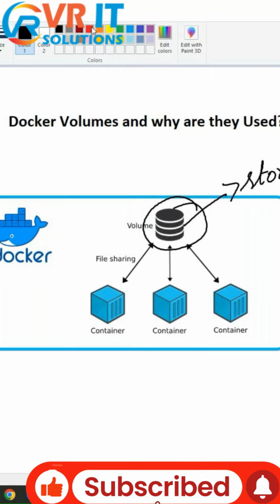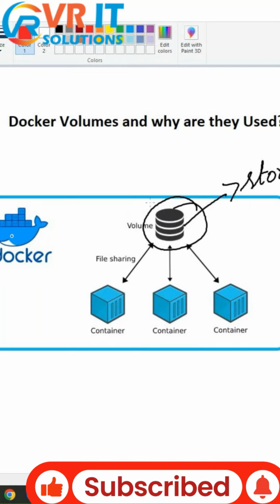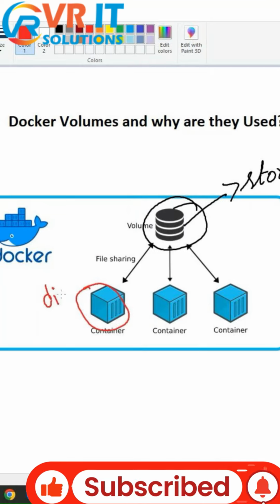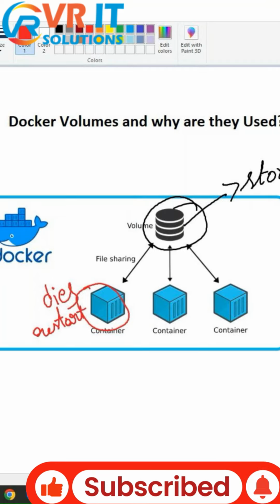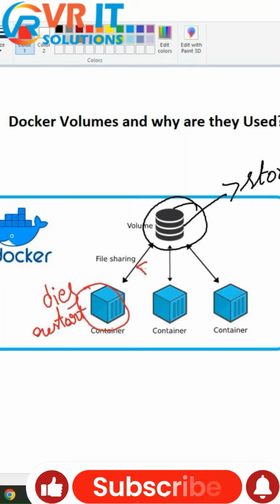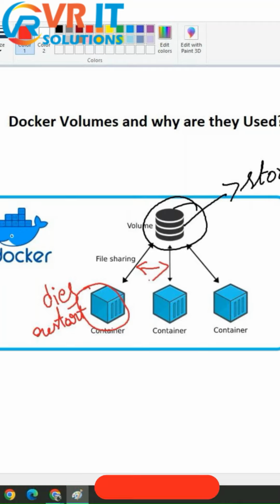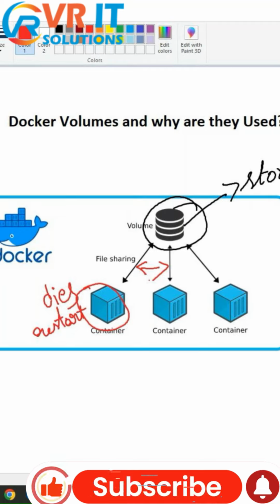These volumes will keep the important data even if the respective container dies or is restarted. The data will get stored, and you can share files between multiple containers. So if you want to share the same files or certain things between multiple containers, you can share that, and easily you can back up the container data.